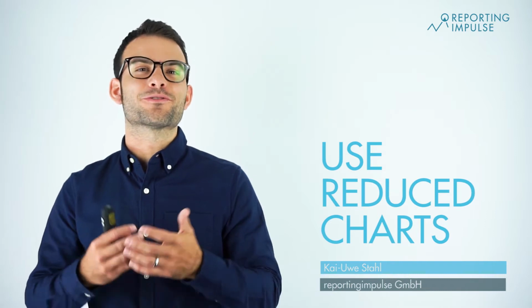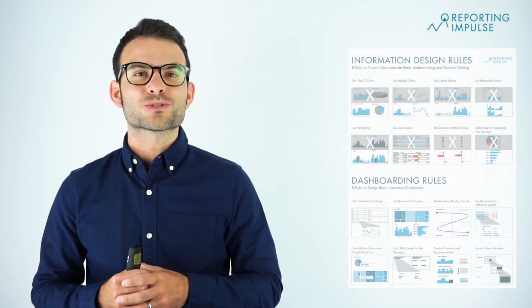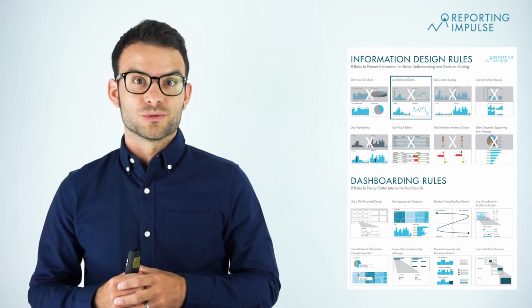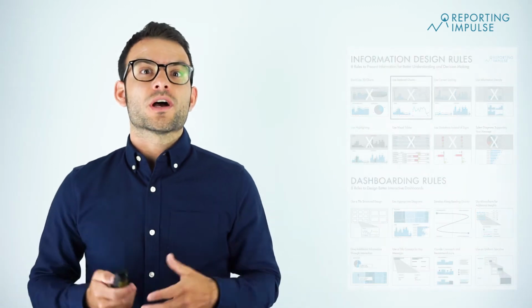In our poster we summarize the most important rules of information design and dashboarding. In this video I'd like to focus on the rule to use reduced charts, or in other words, less is more. So how would that actually look?